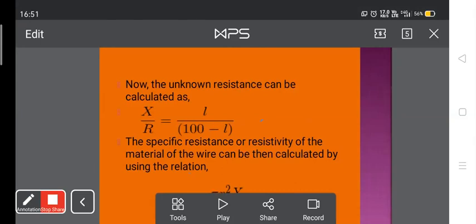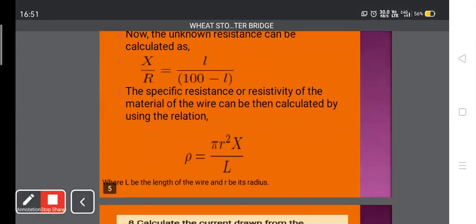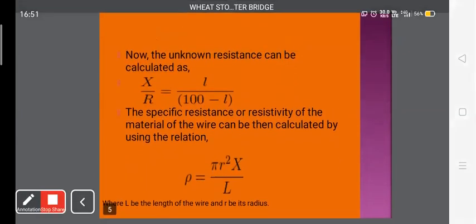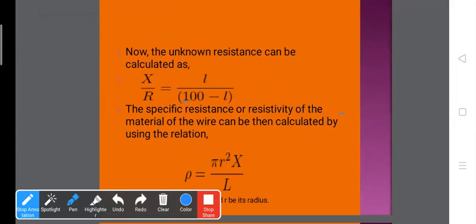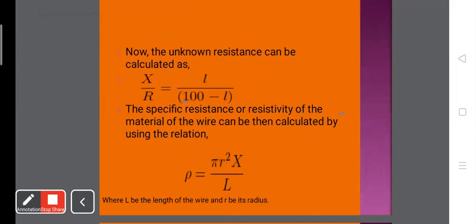We can also find the specific resistance or resistivity of the material of the wire, which is given by this formula, rho equal to pi r square X upon L. Clear? Where L is the length of the wire and r is its radius. So this was something about the Wheatstone bridge and meter bridge, right? The meter bridge, also known as the slide wire, works on the principle of the Wheatstone bridge.